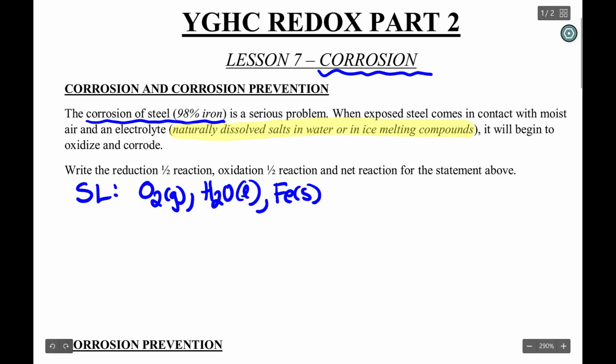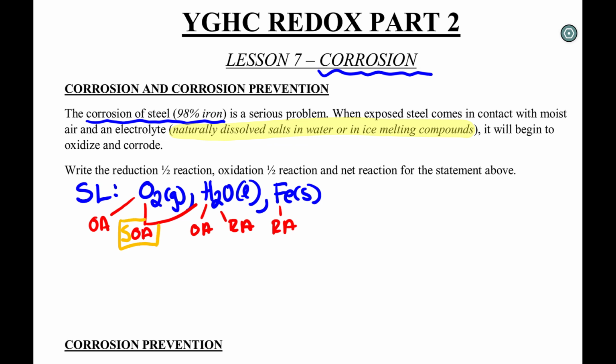So looking at our species list, we have a couple of things going on here. So we got water and oxygen acting together as an oxidizing agent. Iron is a reducing agent. Now, water on its own is also an oxidizing agent and a reducing agent. And of course, oxygen is an oxidizing agent as well. However, it's the combination of oxygen and water together as the strongest oxidizing agent. Now, you would find this at positive 0.4 V as the electric potential on the data book. And then iron is going to be the strongest reducing agent.